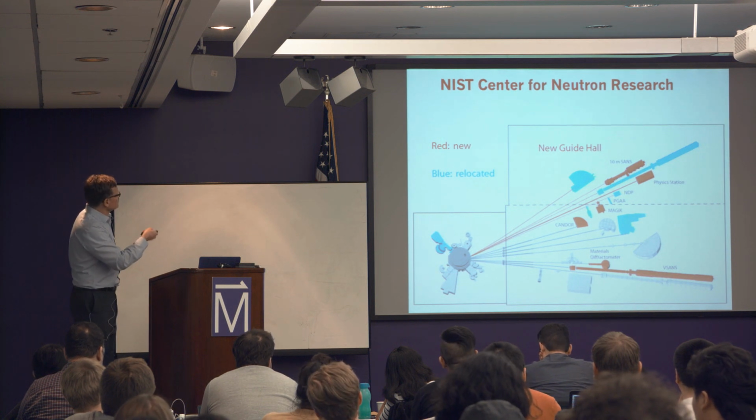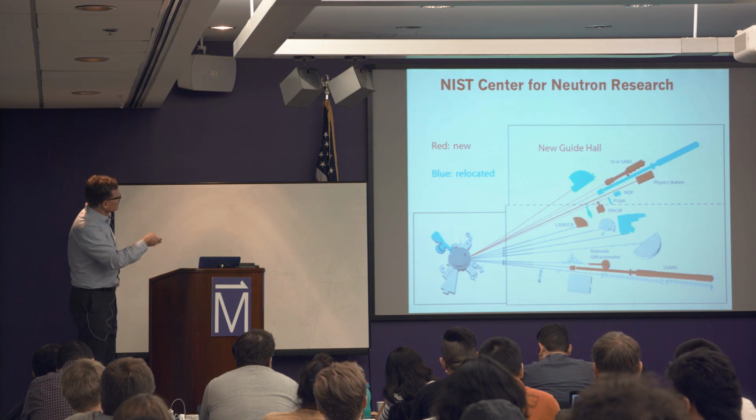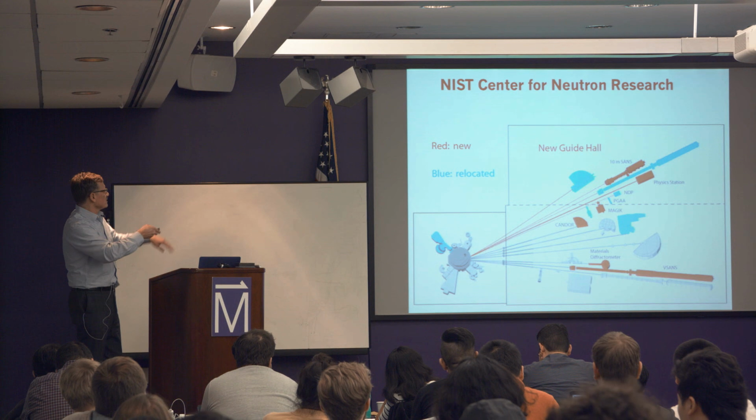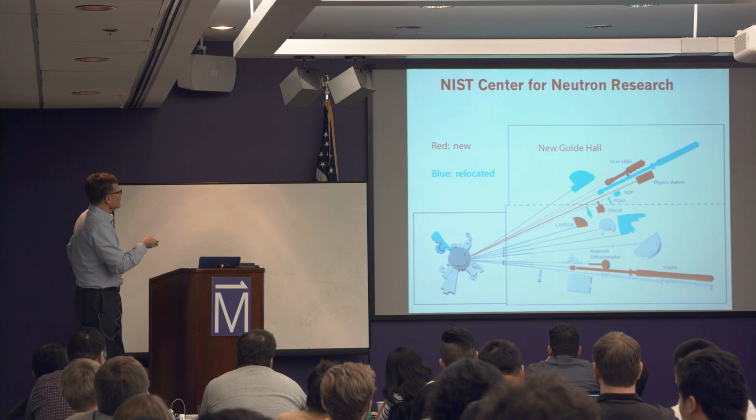And so this is what the NIST facility actually looks like. Some instruments are close to the reactor, and then a lot more instruments are actually at quite significant distances, up to 30, 40 meters or more than that.